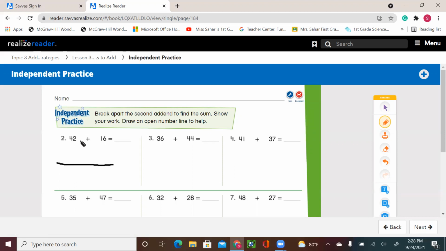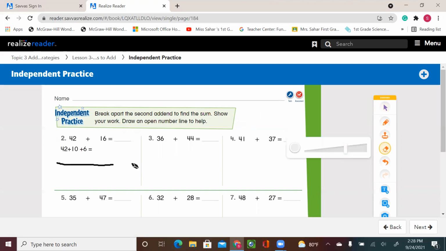And then I know that I'm going to break the second addend. So the first one will be the same. So I'm going to write here 42 plus my second addend 16. That means 1 ten and 6 ones, which is 10 and 6. I'm going to say equal. So that would be the first part.